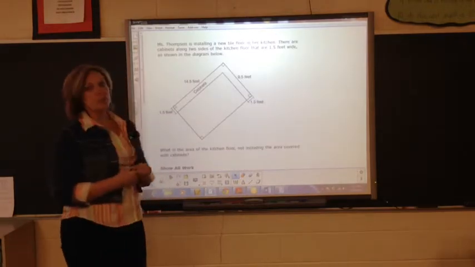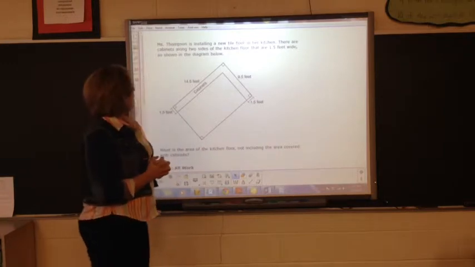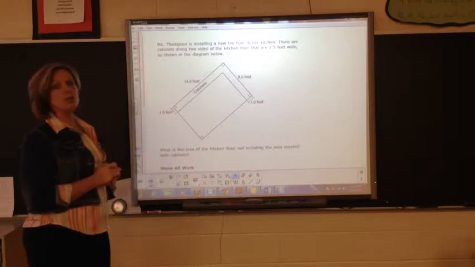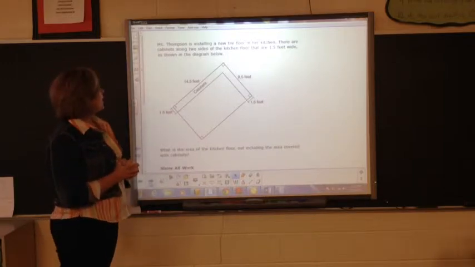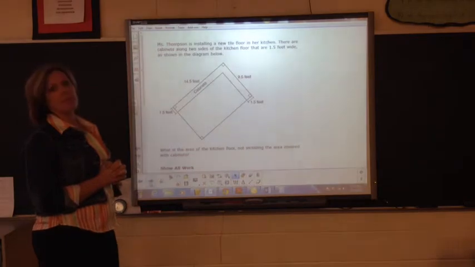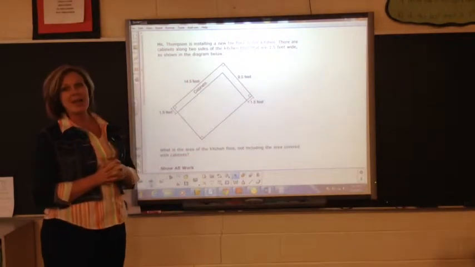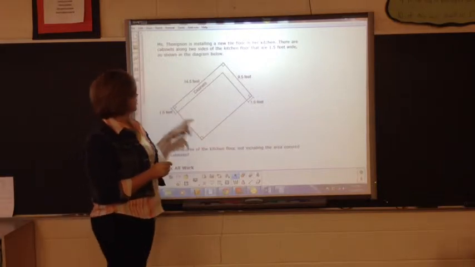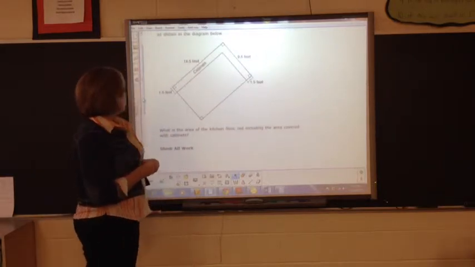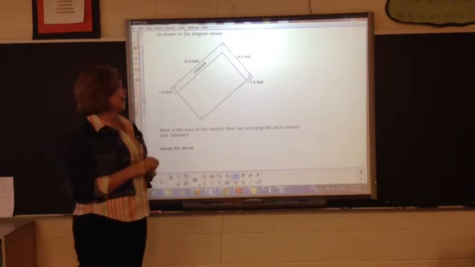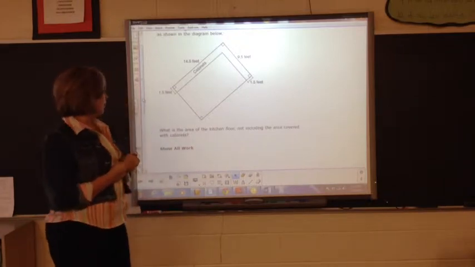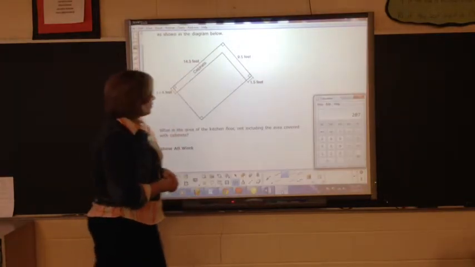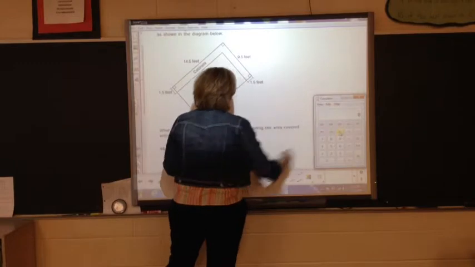All right, so our first practice problem that I'm going to do with you, I'll read out loud, says, Miss Thompson is installing a new tile floor in her kitchen. There are cabinets along 2 sides of the kitchen floor that are 1.5 feet wide, as shown in the diagram. I have this beautiful little picture. What is the area of the kitchen floor, not including the area covered by the cabinets, or the area covered with cabinets?